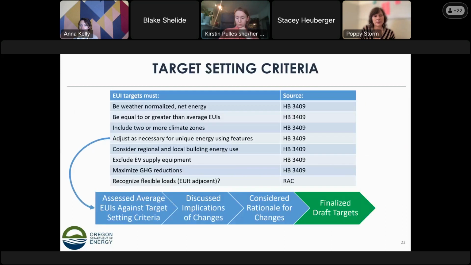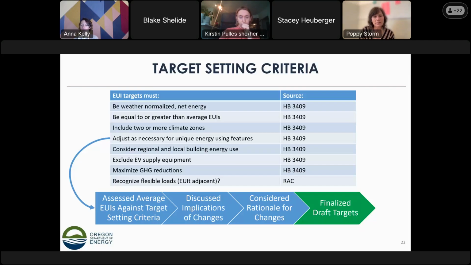Next slide. So then the next step in the process was actually developing the targets, and we needed to base those targets on a set of target setting criteria, which are mostly reflected in the House Bill 3409 itself. And so our targets, not exactly the ones that are included here, we have an average across the climate zones, but the EUI targets that are included in the draft rule are weather normalized net energy. They are also required to be equal to or greater than the average EUIs. So that's a consideration. They cannot be any lower, but they can be higher. And they need to include two or more climate zones, which they do in the actual draft rulemaking.